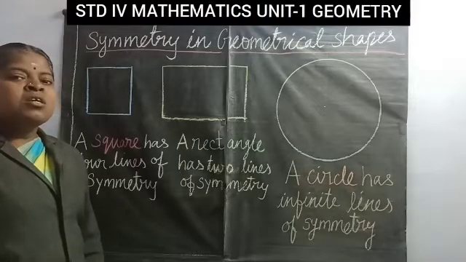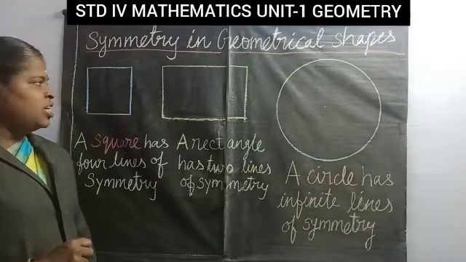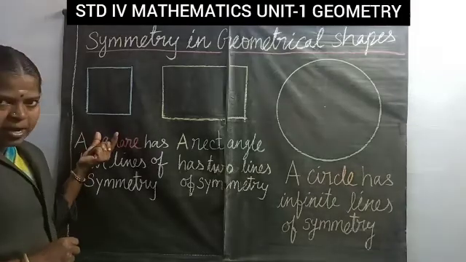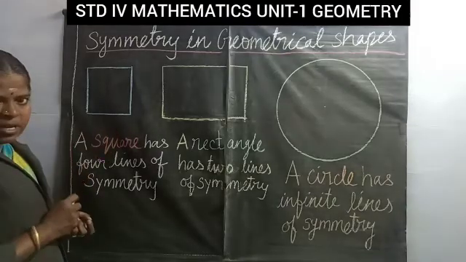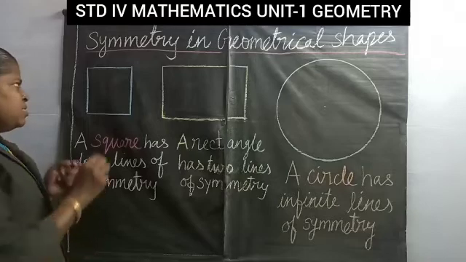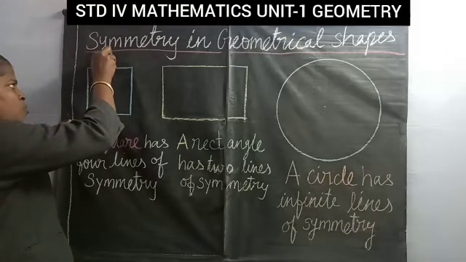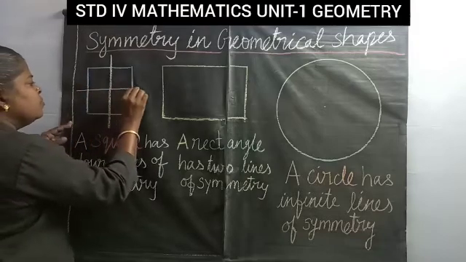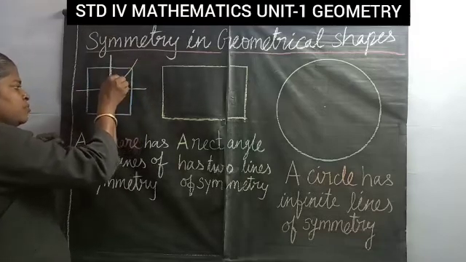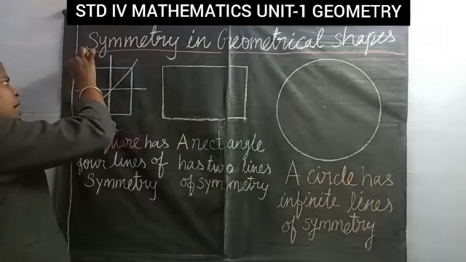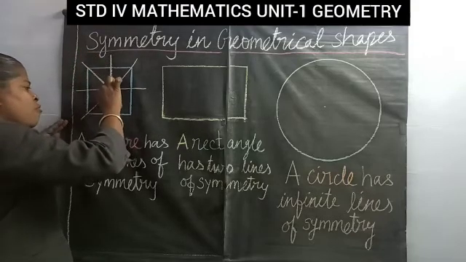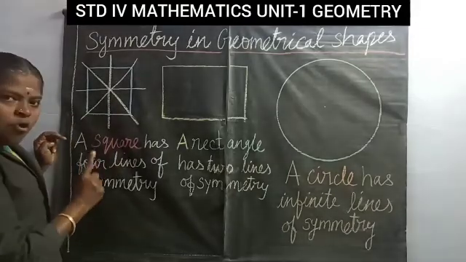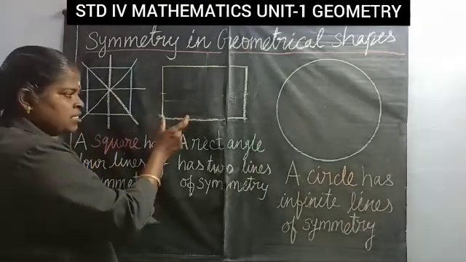Now we can learn symmetry in geometrical shapes. Look here. What shape is this? This is a square. Now we can draw the line of symmetry. First, square has 1, 2, 3 and 4. Square has 4 lines of symmetry.